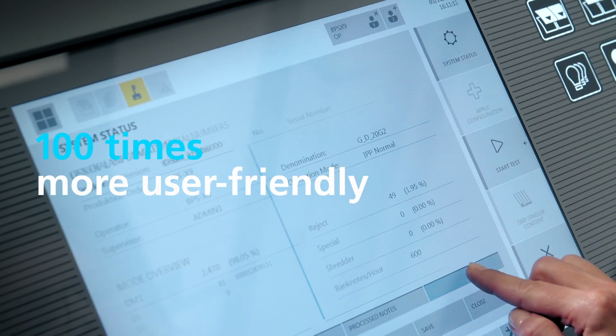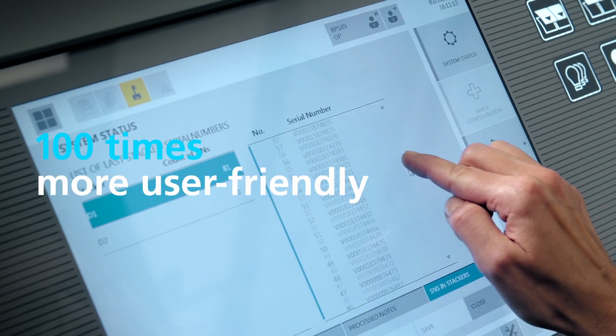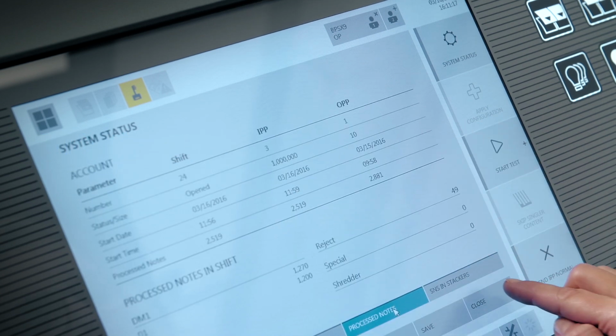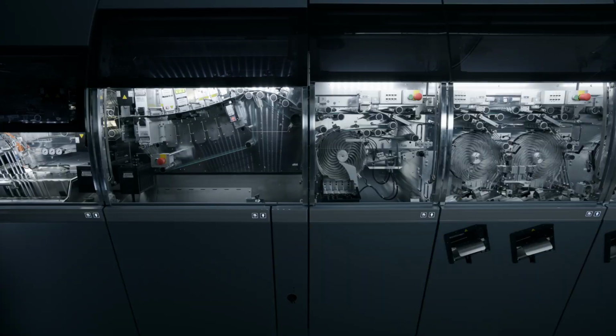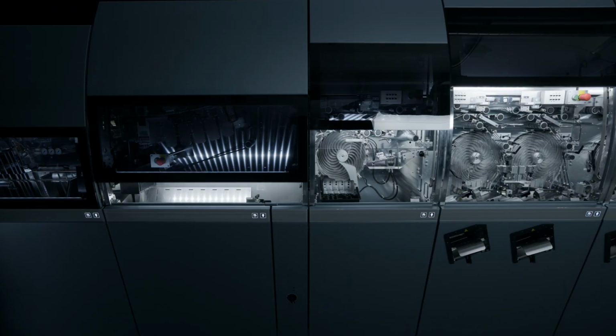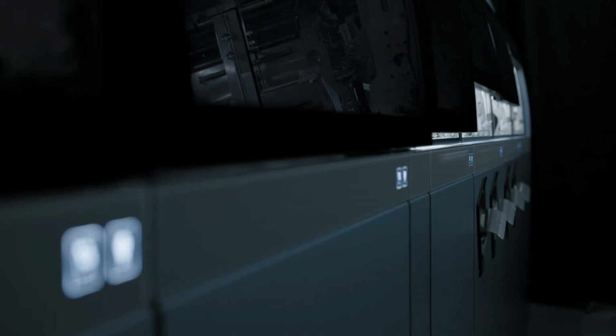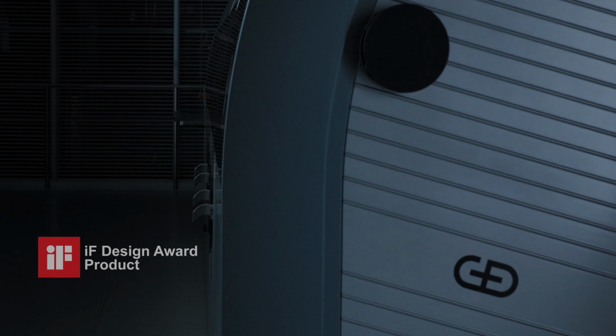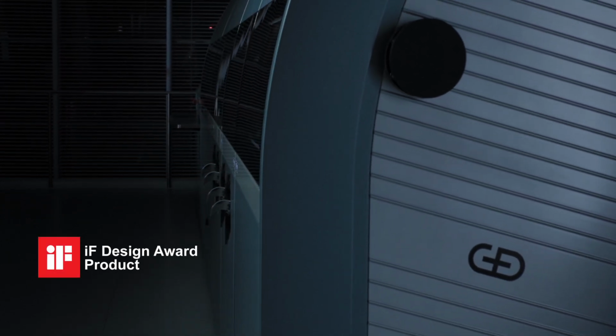Innovative technology, intuitive operation. The system is also notable for its user-friendliness. The BPS X9 is not only highly efficient and fast, but it also looks great in any printing facility. It has even won the prestigious IF Product Design Award for its visionary design identity.